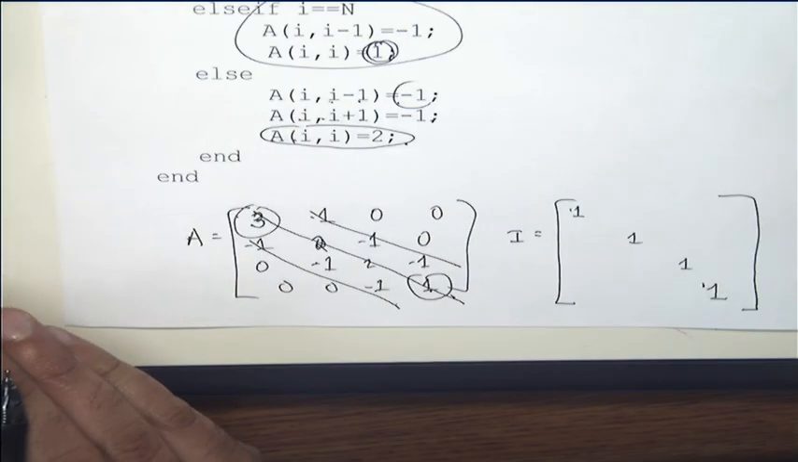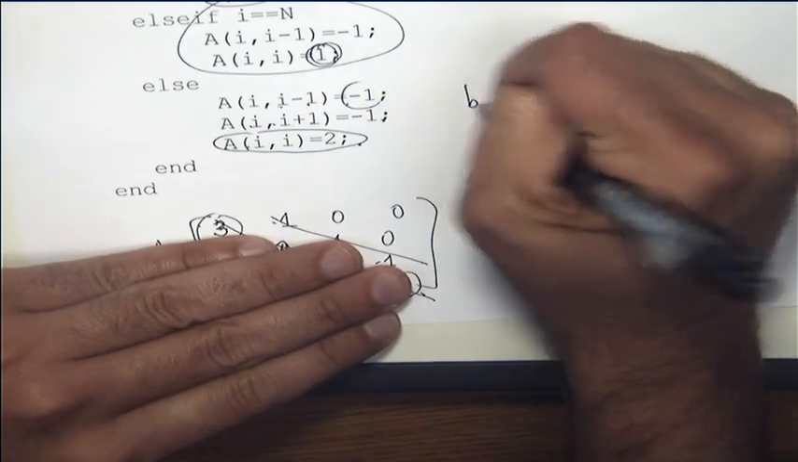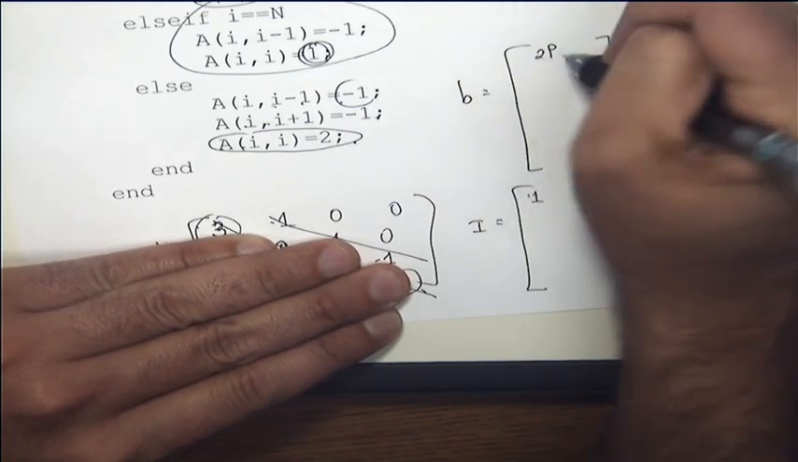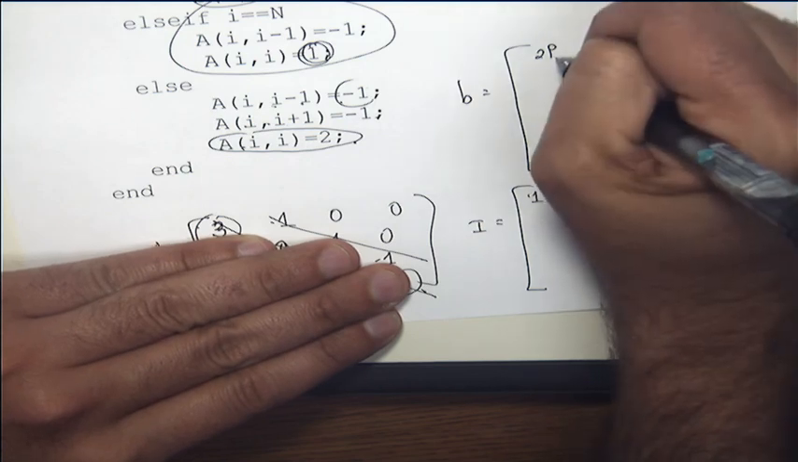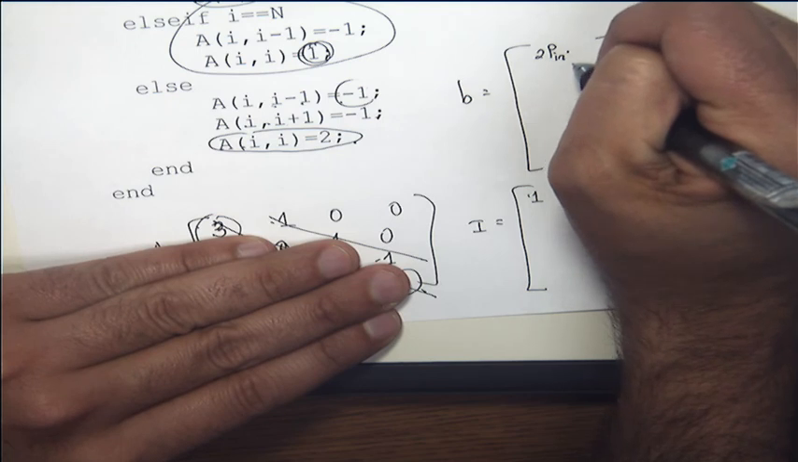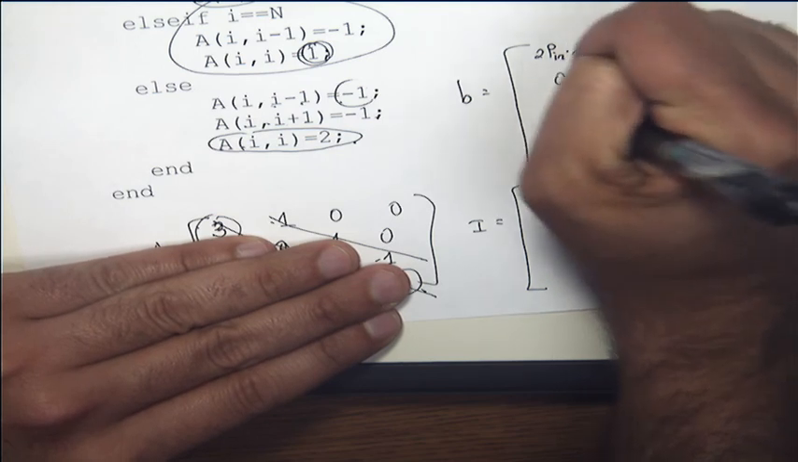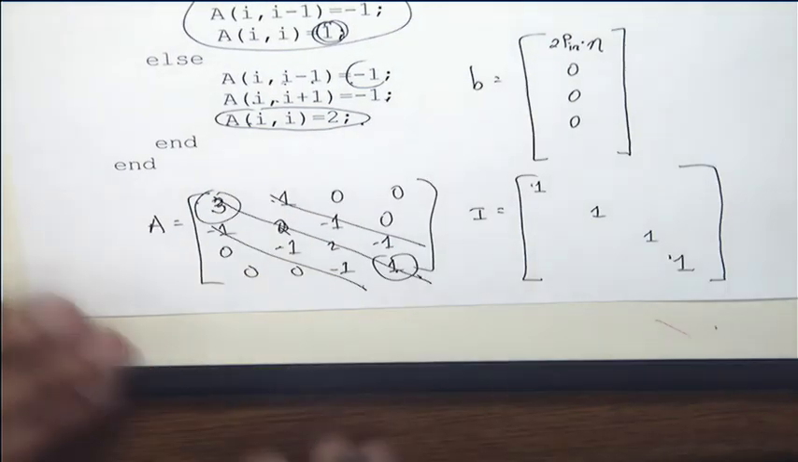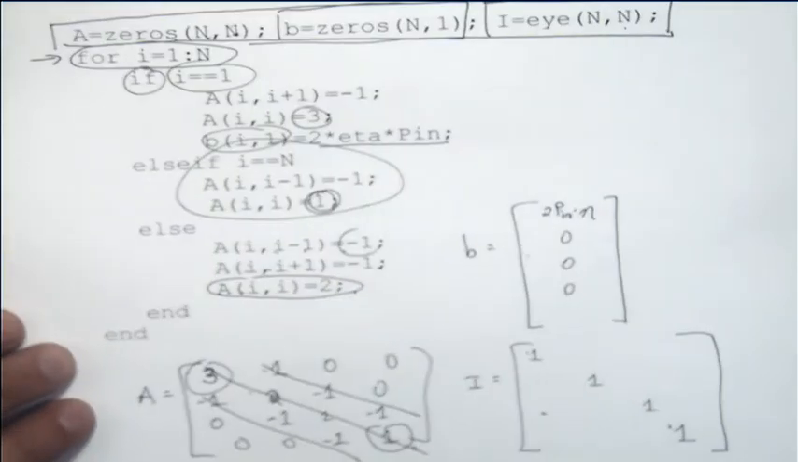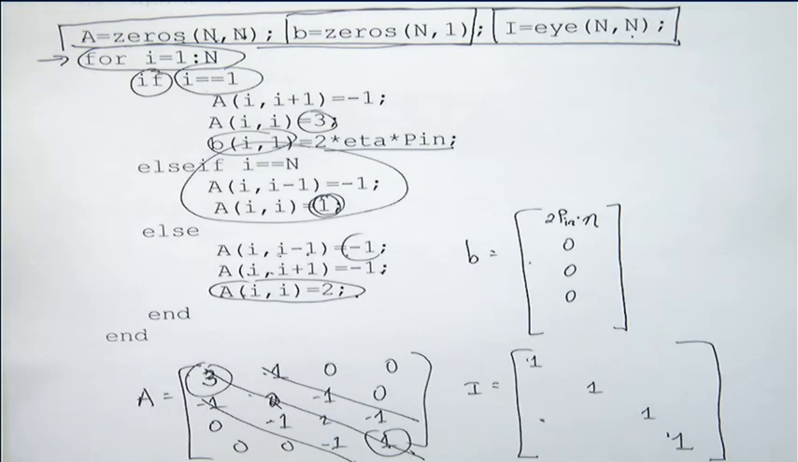We're just going to create A and I and B. B is going to be 2p n, is what I called it, times eta. So this little loop we created creates A, B, and I. And that's it. That's what this part of the code does.